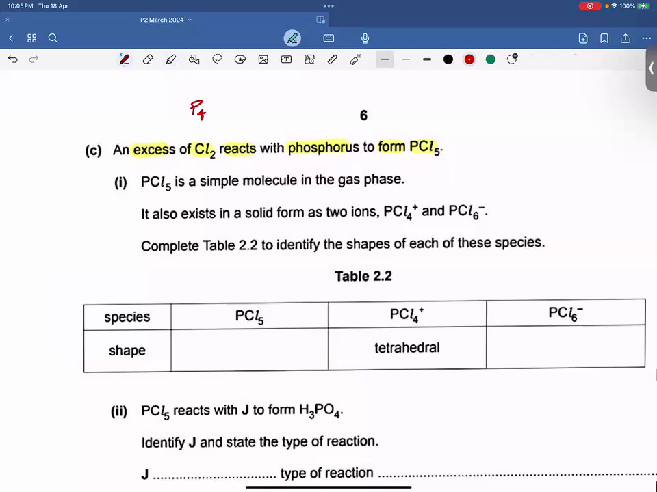Phosphorus is always P4, reacting with chlorine, converting into PCl5. Let's make the equation. So we need to put 4 here. How many chlorine atoms? 20. So we need to put 10 here. So that's the balanced chemical equation for this reaction, okay? PCl5 is a simple molecule, which means it exhibits covalent bonding. Because it has a simple covalent structure, or it has a molecular structure.